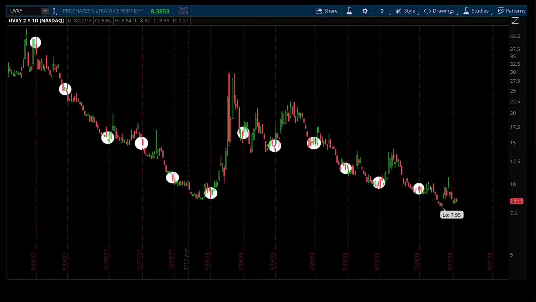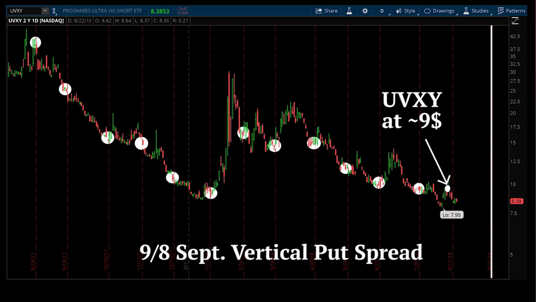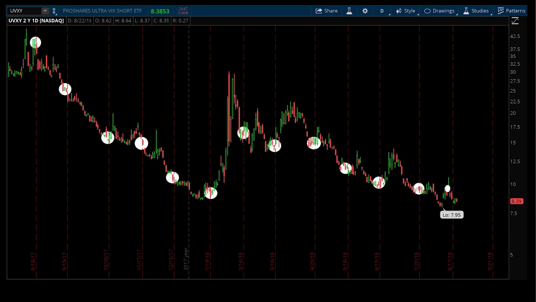When UVXY was trading right around $9, we opened a 9/8 long put spread expiring in the next monthly cycle, which was September 21st, 35 days from when we opened the trade. And you can see that just a week into our live trade so far, it's already moving in the right direction, more than halfway to full profit.